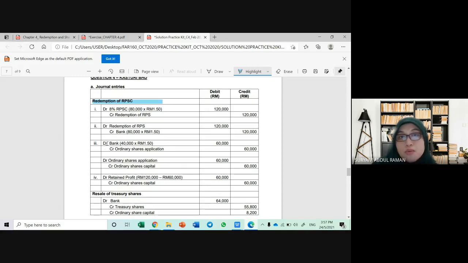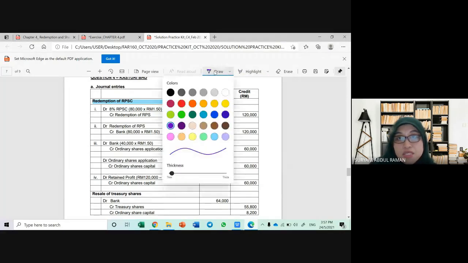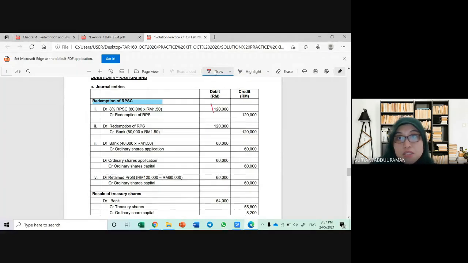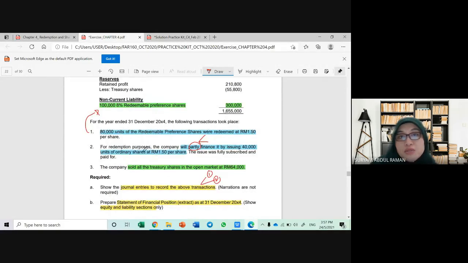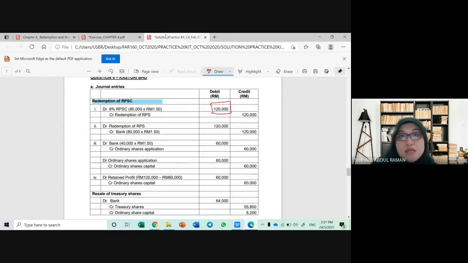Now we are going to replace the amount of shares redeemed. This is the amount of shares that you have redeemed, which is 120,000, and we need to replace it by issuing shares. It is said that the company will issue 40,000 units of shares at RM1.50. So debit bank, 40,000 times 150 cents, so you get 60,000. Debit bank, credit OSA, and then you close the OSA account and transfer to ordinary share capital. Now you have already replaced 60,000.